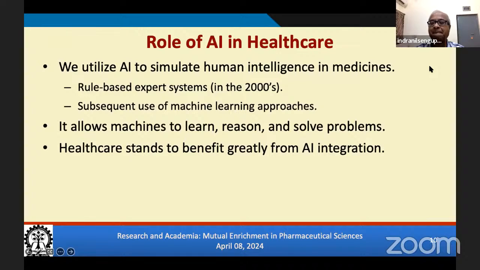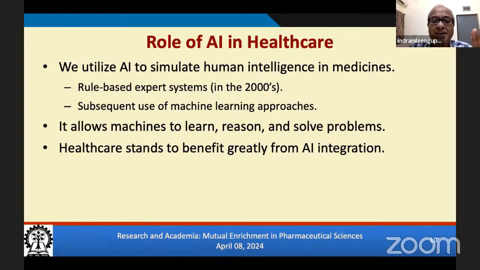Now, let's talk in a little general terms. So healthcare, you all know, is so very important to us, all of us. So how can artificial intelligence or AI help? See, traditionally, whenever we fall sick, we go to the experts, the doctors. Doctors have some expertise.